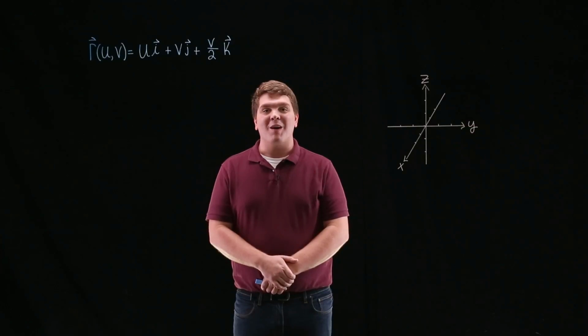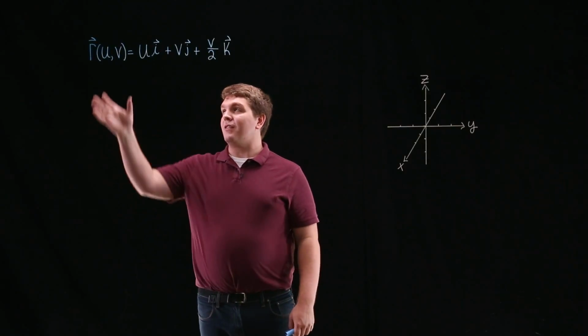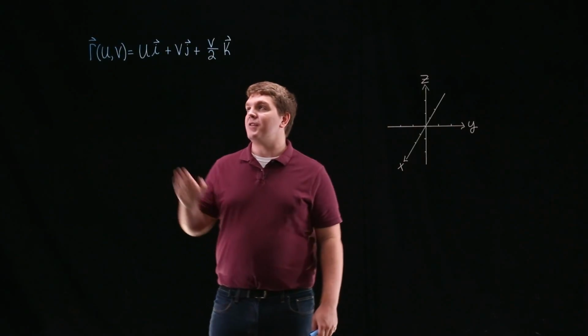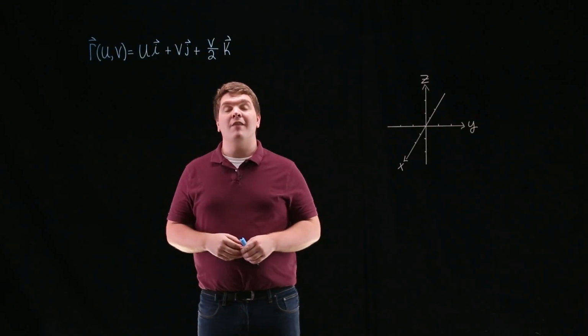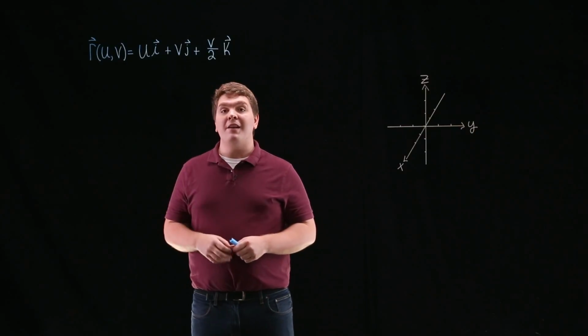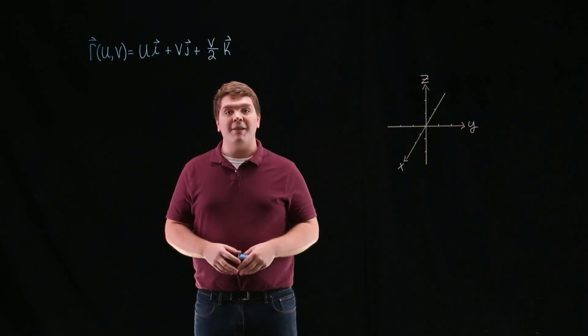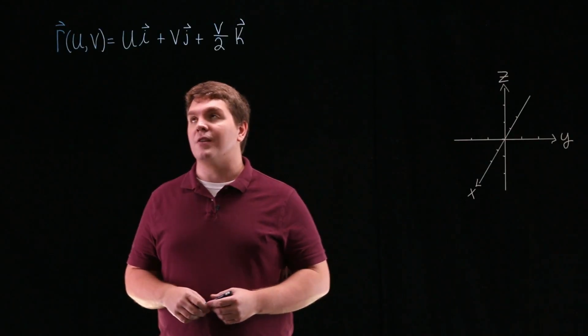Hello, my name's Gabe. For this problem, we're asked to find the rectangular equation for the vector-valued function r of u, v is u times i plus v times j plus v divided by 2 times k. And we're asked to do that by eliminating the parameters u and v. So let's begin by first looking at this vector-valued function.